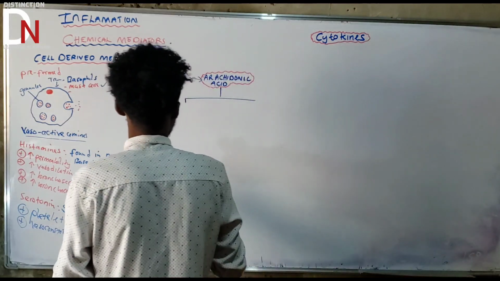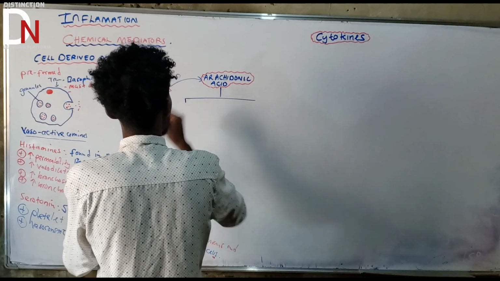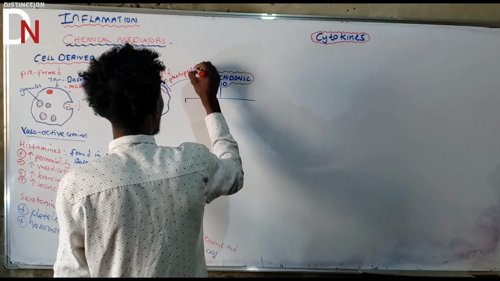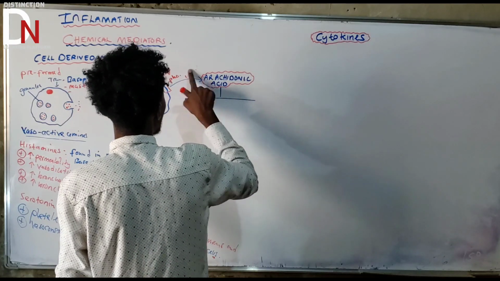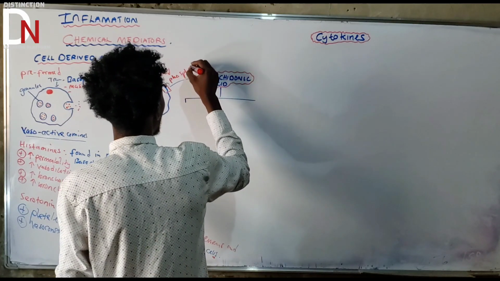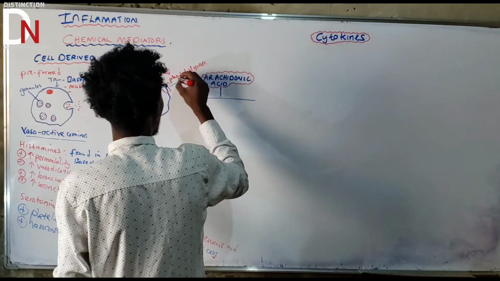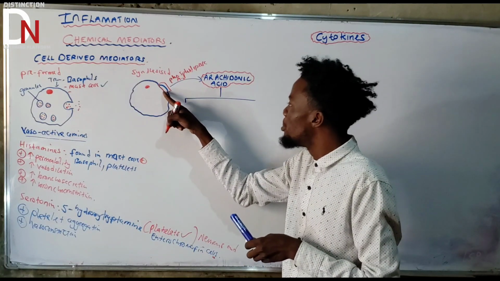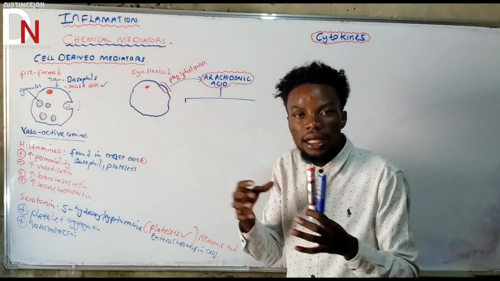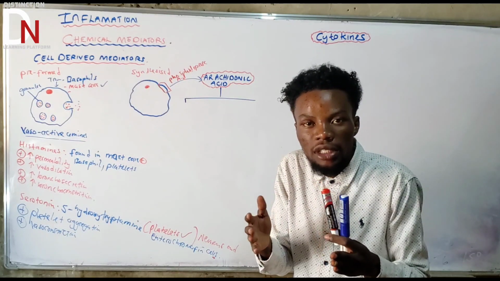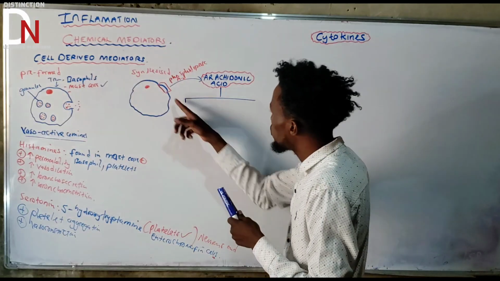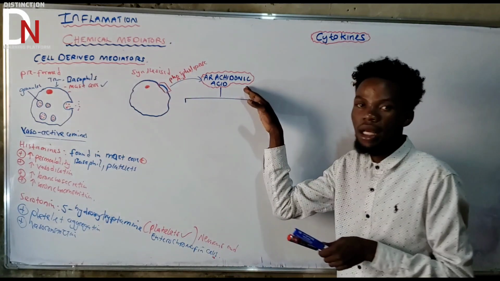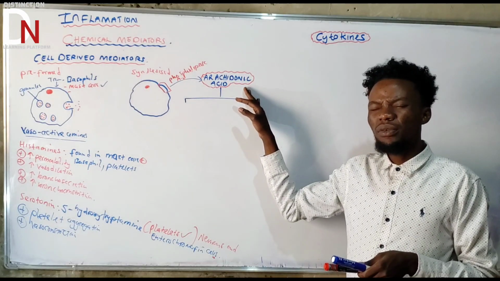So phospholipase A2 is the one that's going to break down everything that is attached to the arachidonic acid, so that it can be alone. It's going to break down the components of the cell membrane so that we can now have arachidonic acid.